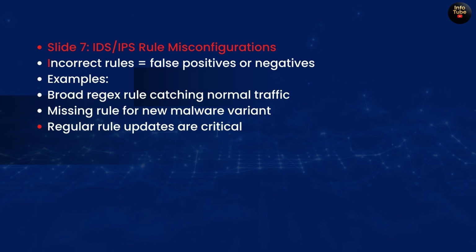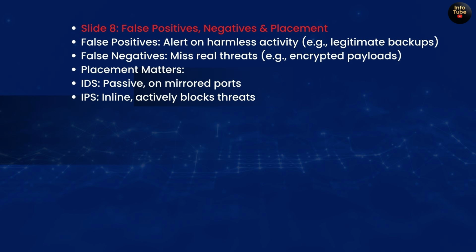And finally, sensor placement. Proper placement of IDS and IPS devices is essential. IDS should be placed on a mirror port or network tap to monitor traffic passively. IPS, on the other hand, must be deployed inline to actively block threats. If they're placed incorrectly, they might miss internal traffic or encrypted tunnels, reducing their effectiveness.